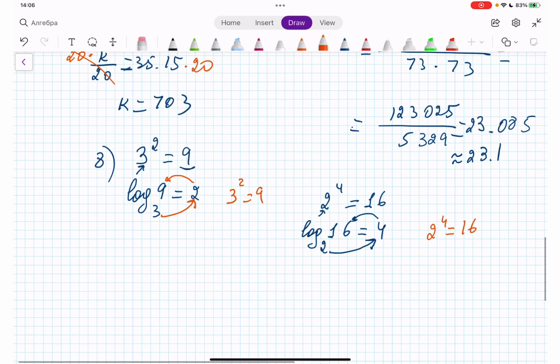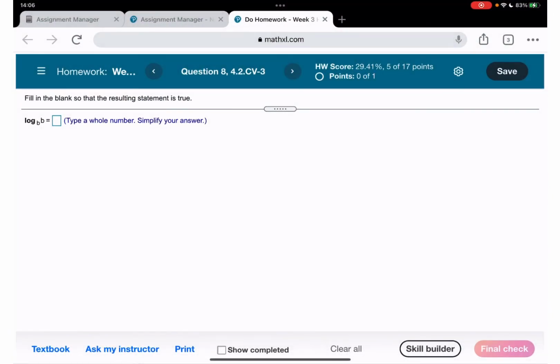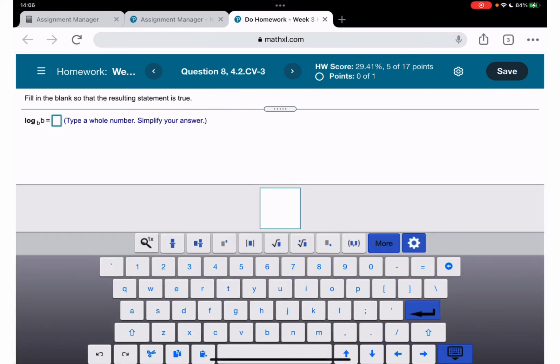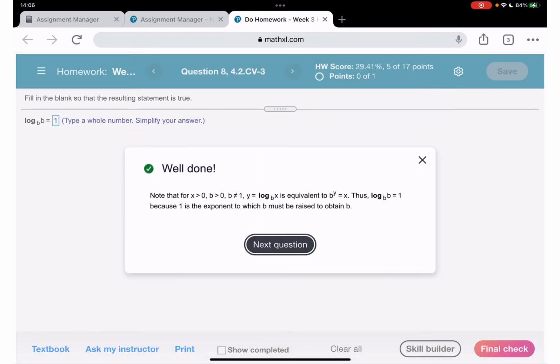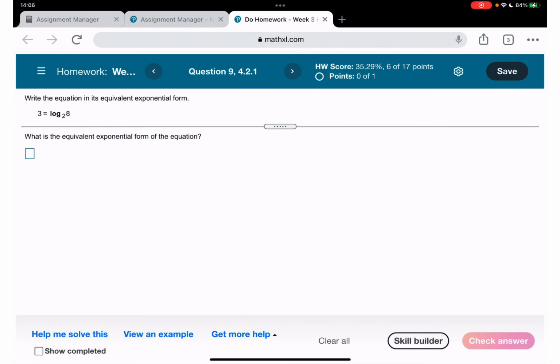Now, what if I have, let's say, logarithm 3 by base 3? How much is it going to be? This is the question mark, so 3 I have to raise to what power to get the same 3? Power 1, right? Here we have b and b. That means I have to raise to power 1 to get itself, correct? Well done. Bingo. What is next?